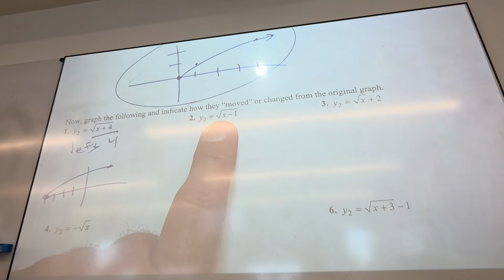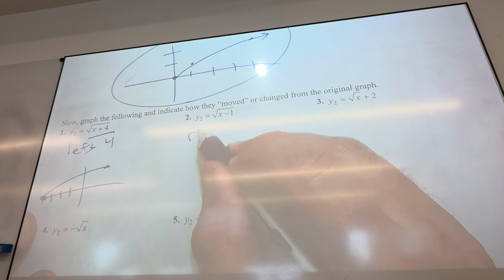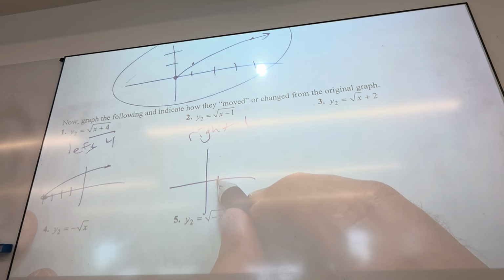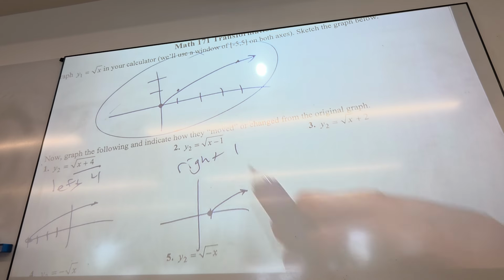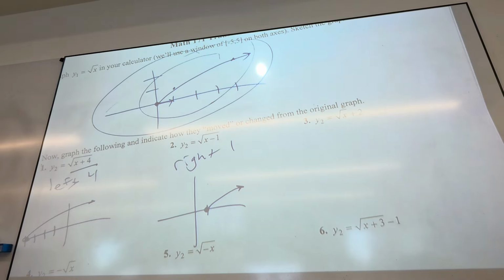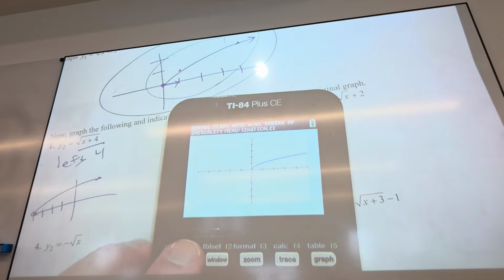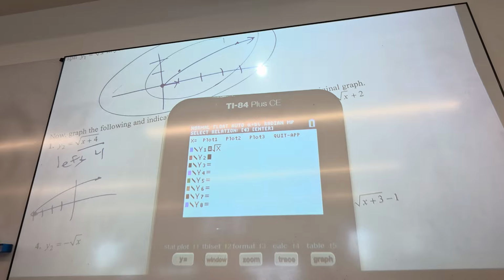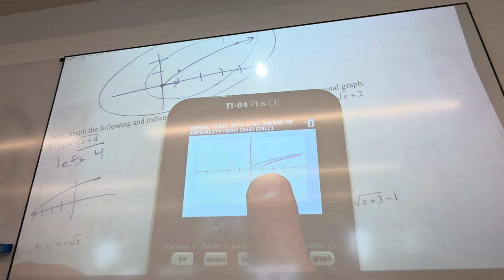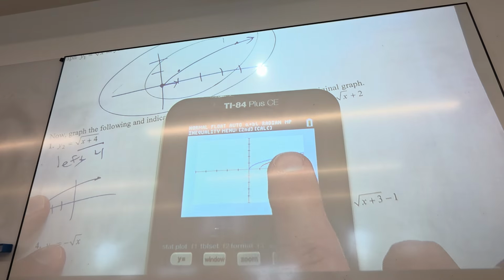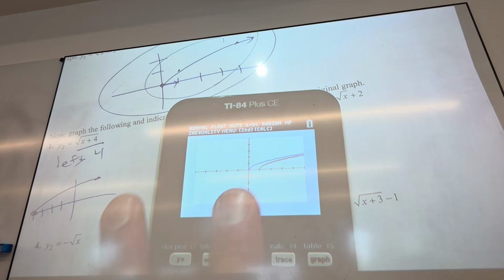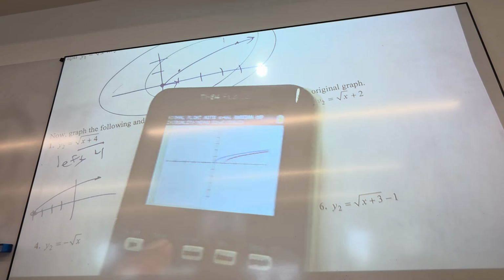What happens here? What do you guys get for this one? Yeah, it went right 1. What it should have done is start at 1 now. So basically this whole thing just moved to the right 1. How we doing? Did everybody get that? So just to show you, if I put in here square root of x minus 1, it just moves right 1. And of course, it's kind of neat to have the one with all the colors, but if you don't, you're fine.